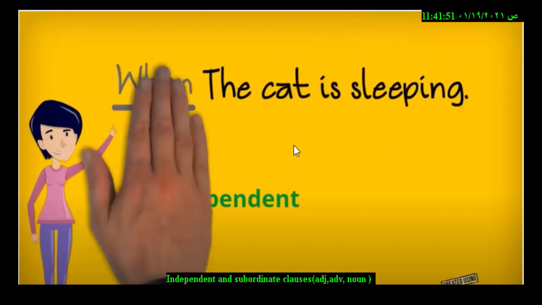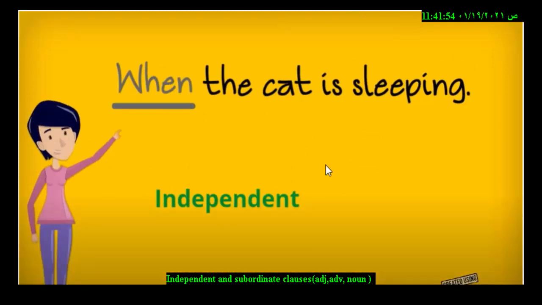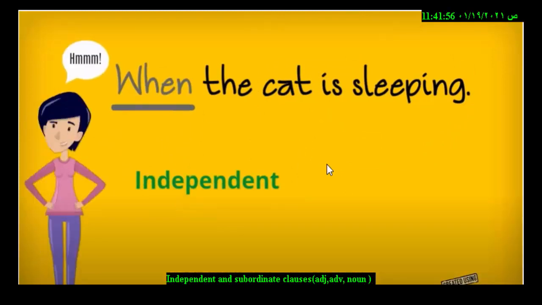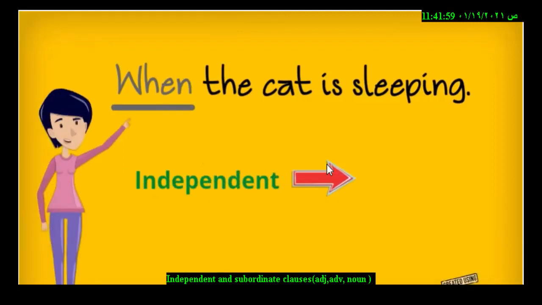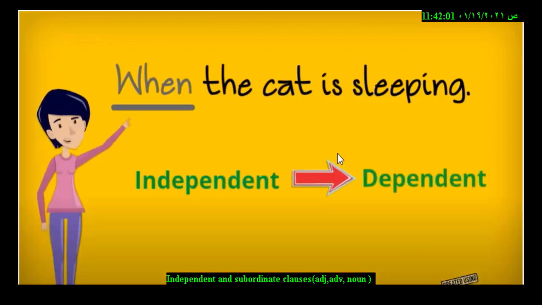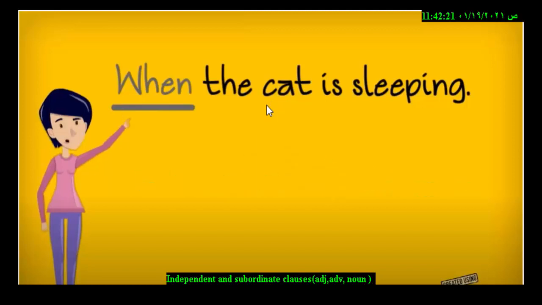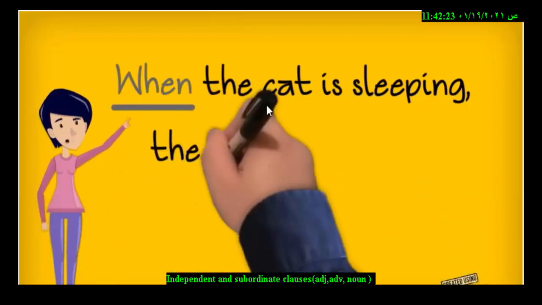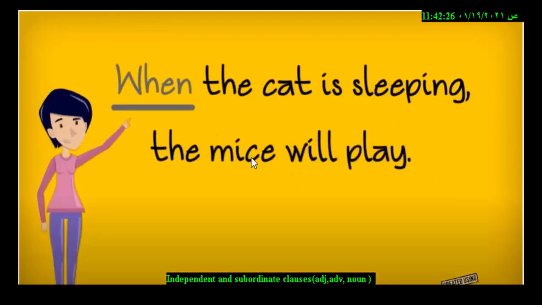If I add the word when at the beginning, does it still sound complete? No, it has become a dependent clause because it needs more information. I want to know what happens when the cat is sleeping. So when we added the subordinate conjunction when at the beginning, the sentence became dependent. It's not complete and needs more information. When the cat is sleeping, the mice will play. Now it makes sense.